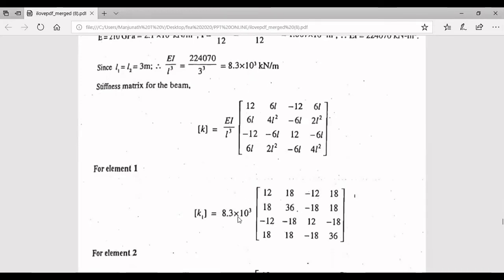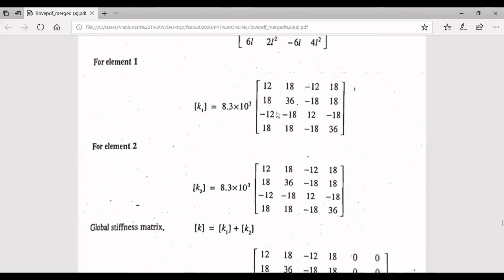Keep that value, and in the matrix in place of 12, 6L, L is nothing but 3, so 6 into 3 gives 18, minus 12, 6 into 3 is 18. Again 6 into 3 here gives 18, and 4 into L square, so 9 into 4 gives 36. Minus 6 into 3 gives minus 18. 2 into 3 square, 9 into 2 gives 18. Similarly minus 12, minus 18, 12, minus 18. Here 6 into 3 is 18, 2 into 9 gives 18. Again minus 6 into 3 gives minus 18. 4 into 9 gives 36.